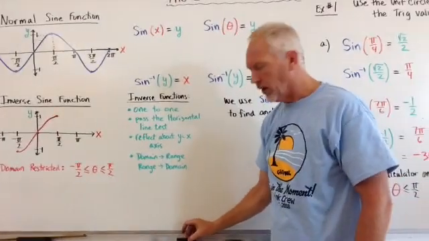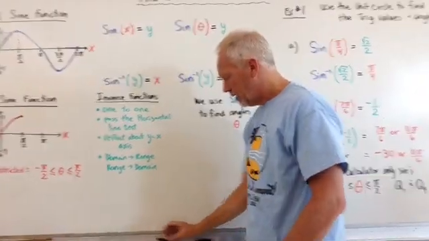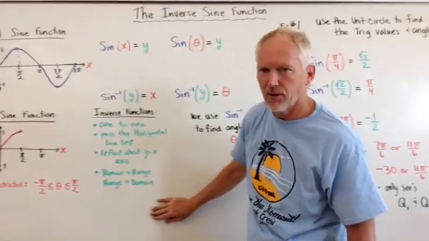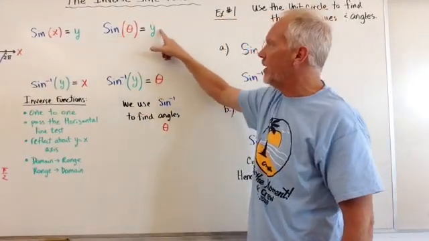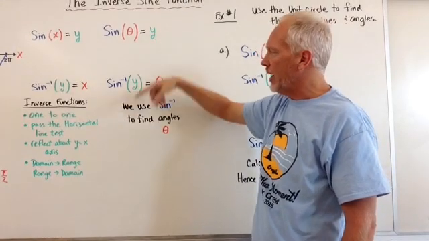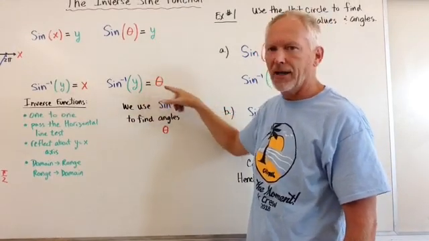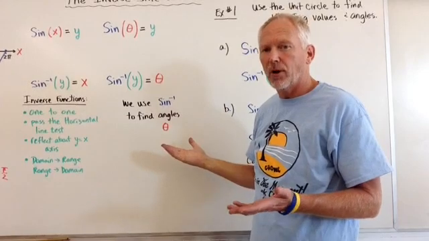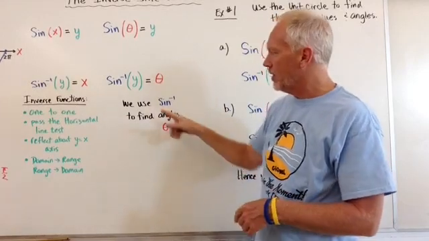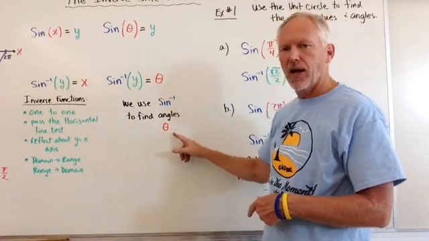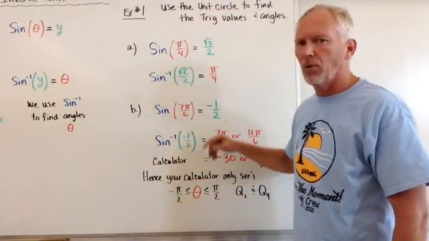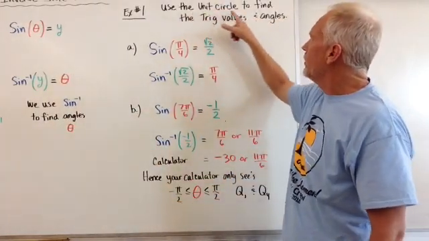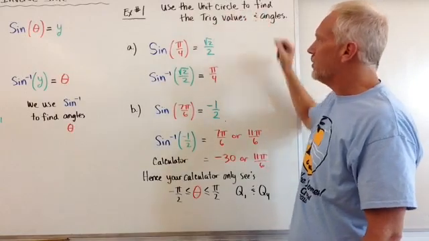Now, let's look at what it does for us in terms of math here. So, move on. If you recall, the sine of theta equaled some y value, but now we're going to put in some y and get out an angle. So what does it do for us? It helps us find the angles. We use sine inverse to find angles, the thetas. Yes, let's look at some examples. Example number 1. Use the unit circle to find the trig values and angles.